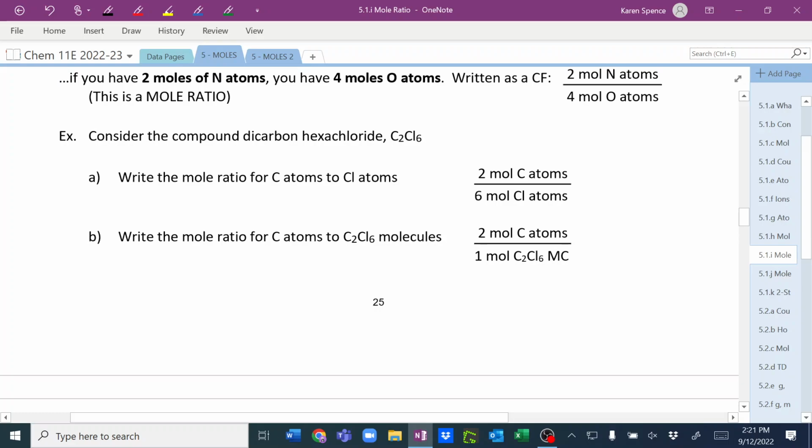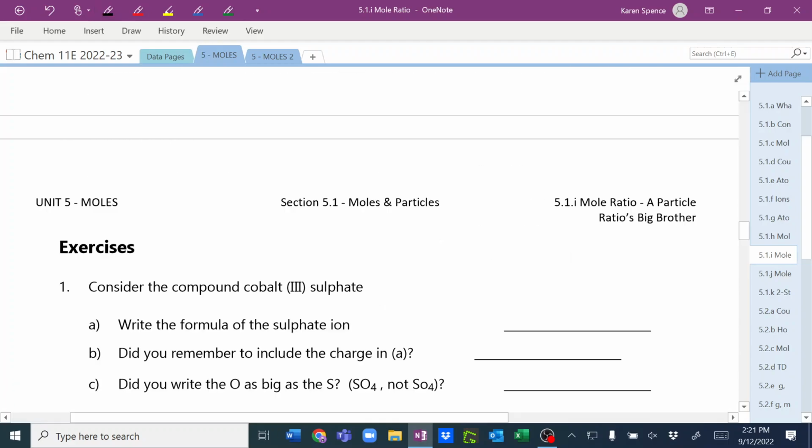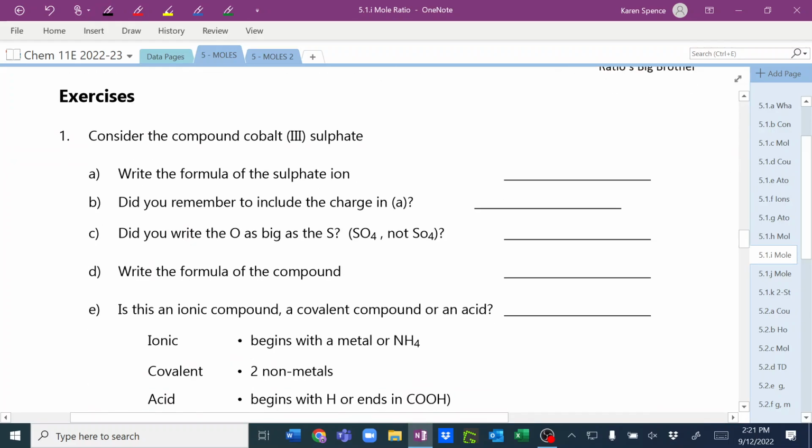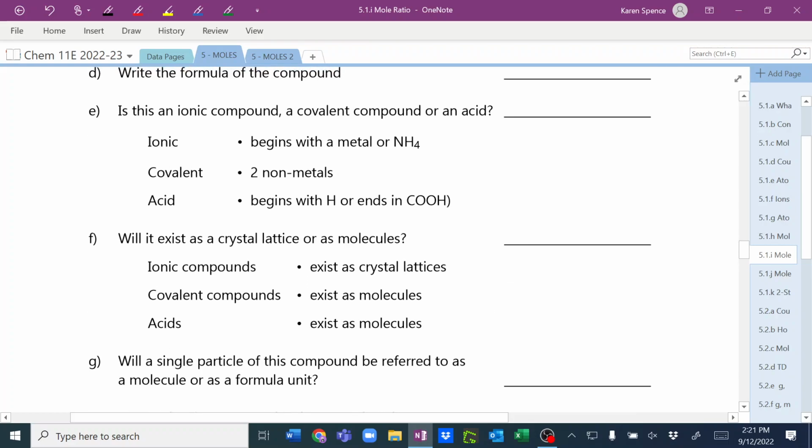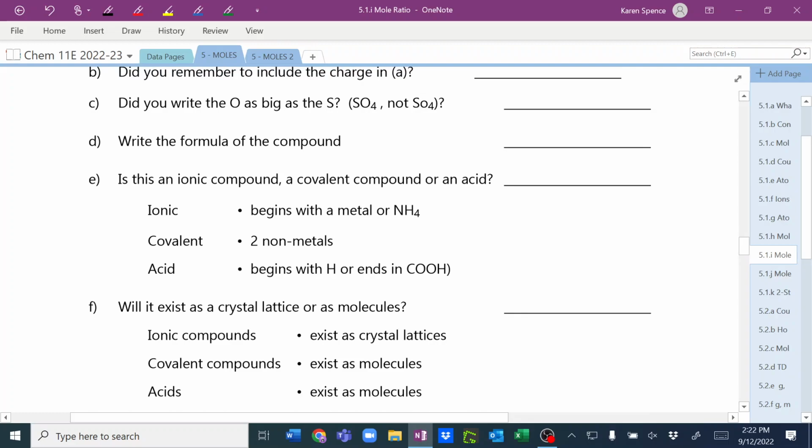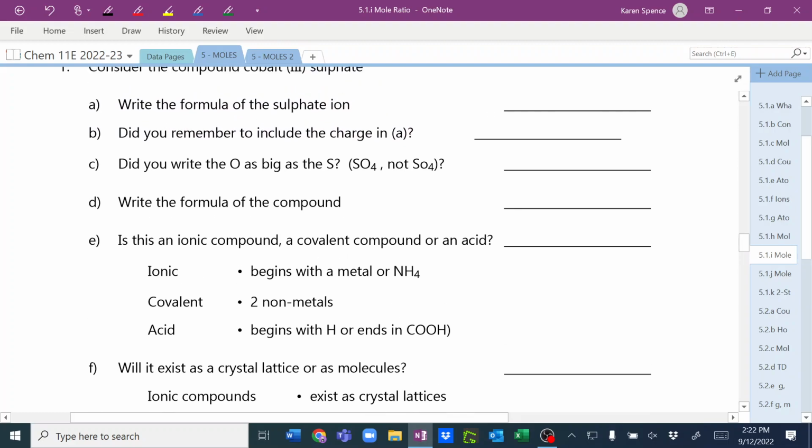Okay, so here we have dicarbon hexachloride. So we have 2 moles of carbon and 6 moles of chloride. So here's our mole ratio, 2 moles of carbon to every, what? Oh yeah, I don't know what I'm doing here. That's just an example. Let's keep moving. There's some exercises here. Do you guys think you could do the exercises based upon this? Okay, excellent. Go for it. Do it. There we go. There's also a little bit of ionic covalent acid here for you to take a look at.